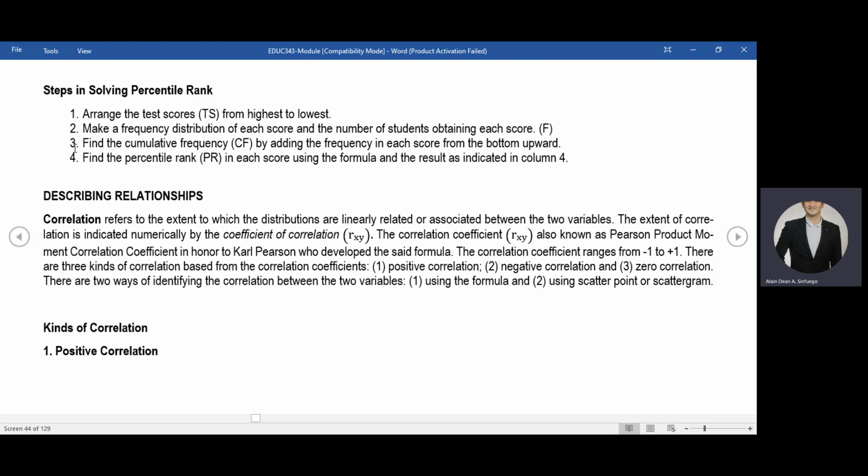Steps: arrange the test scores from highest to lowest. Make a frequency distribution of each score and the number of students obtaining each score. Find the cumulative frequency by adding the frequency in each score from the bottom upward. Find the percentile rank in each score using the formula and result as indicated in your fourth column.